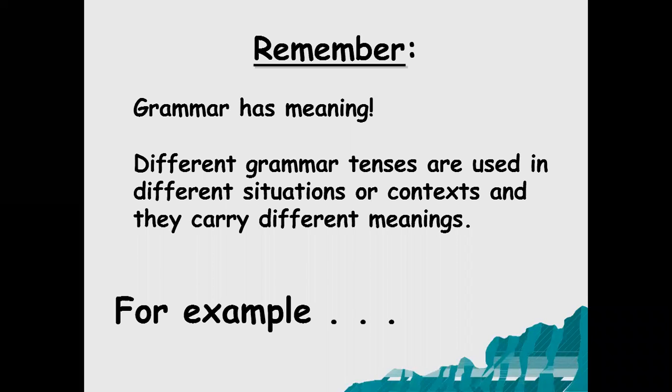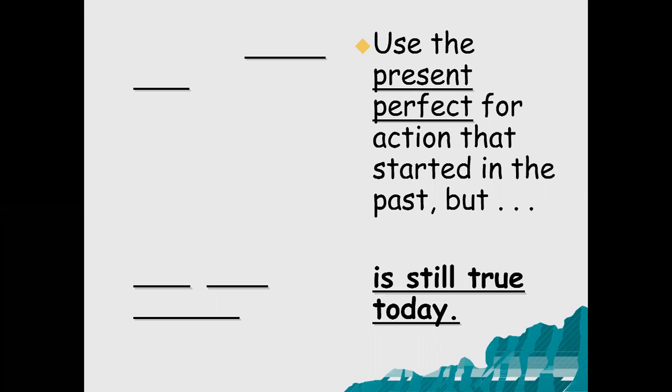So as we know, in grammar, the different grammar tenses are used in different situations or contexts and they carry different meanings. For example, we have some uses of the present perfect. The first one is the use of present perfect for an action that started in the past but is still true today. So it means in Indonesian, sesuatu yang terjadi di masa lampau, tapi itu masih terjadi sampai sekarang.